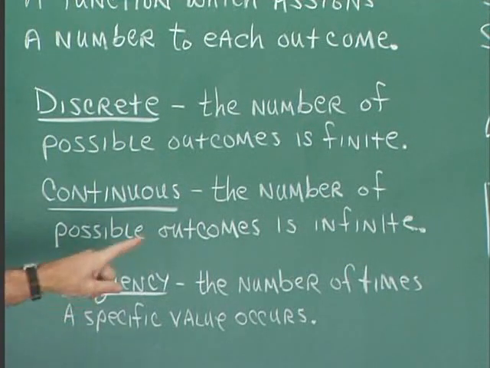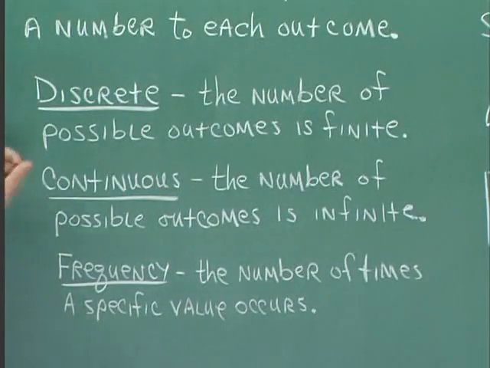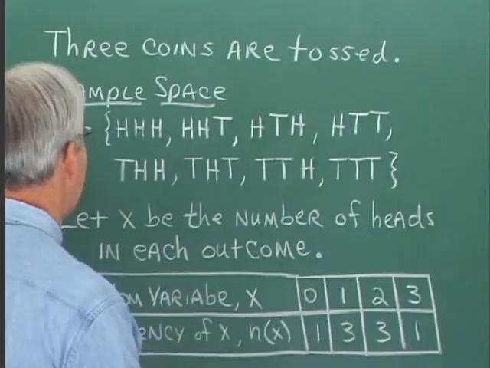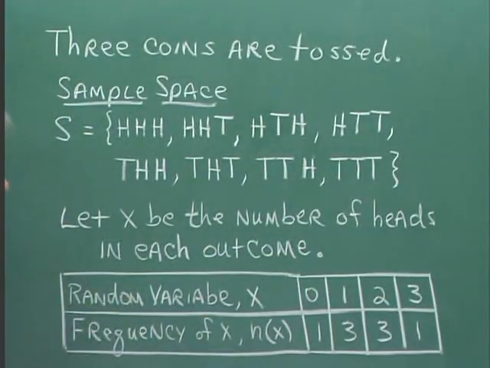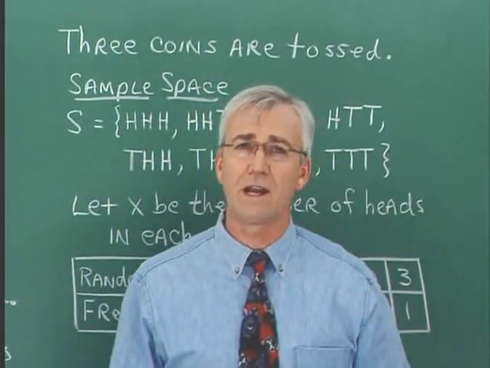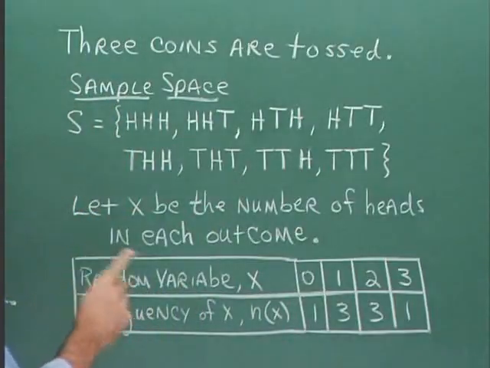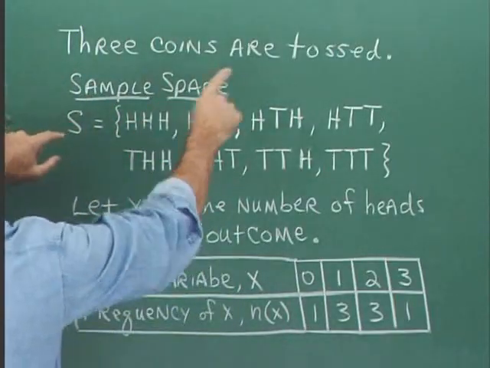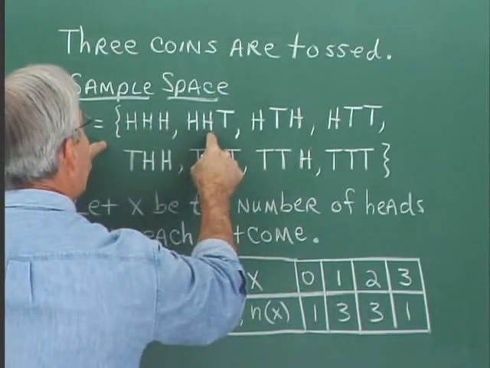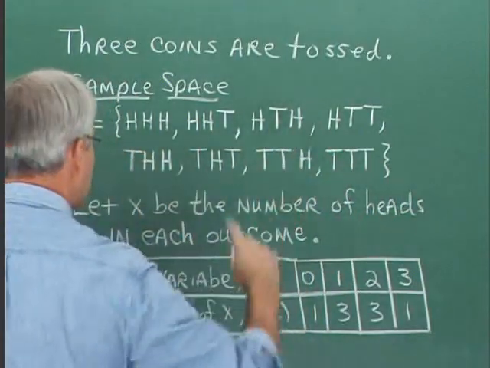Now, frequency refers to the number of times a specific value occurs. Let's look at an example. Suppose 3 coins are tossed, and let's make the sample space of that situation. Now, 3 coins. So on the first coin, we could have a head or a tail. On the second coin, a head or a tail. On the third coin, a head or a tail. So the sample space would have to contain all of the possible outcomes for tossing 3 coins. So it would be head, head, head, head, head, tail, head, tail, head, tail, tail, and so on, all the way through all of the possibilities.